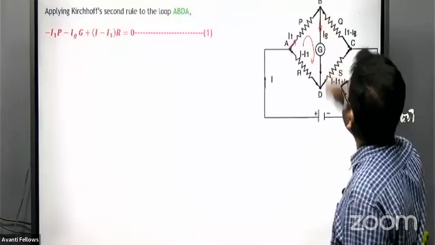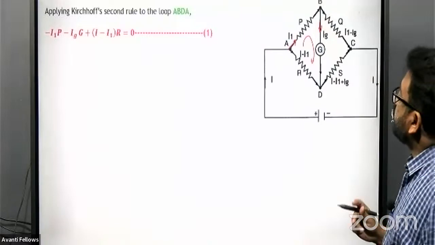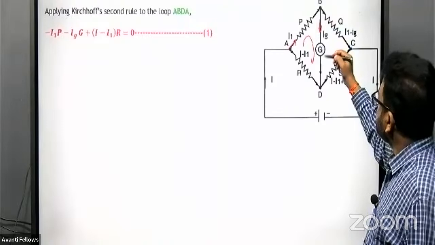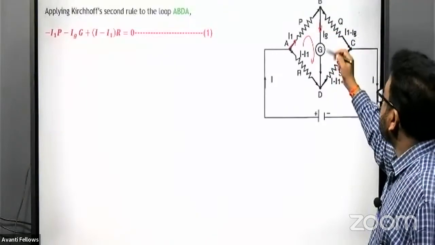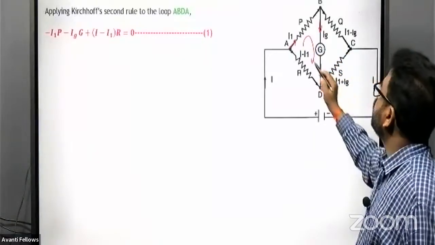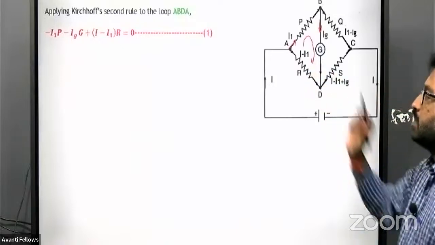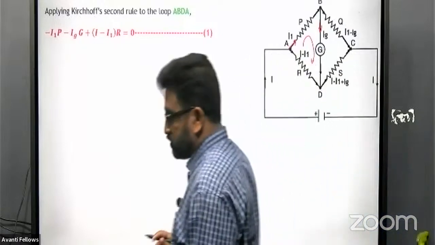First one is I1 and P. It is in the same direction of current, so we take negative, minus I1 into P. Then Ig and G, it is in the same direction of current, so we take negative, minus Ig into G. Now this is opposite to the direction of current, so we take positive. So I minus I1 into R equals 0, as per Kirchhoff's second rule.